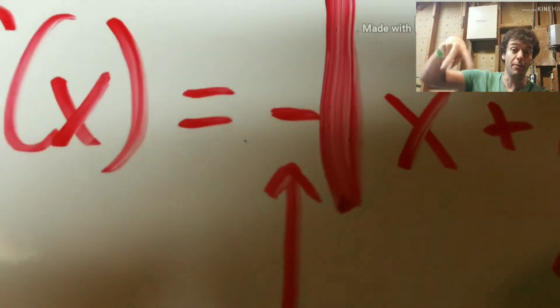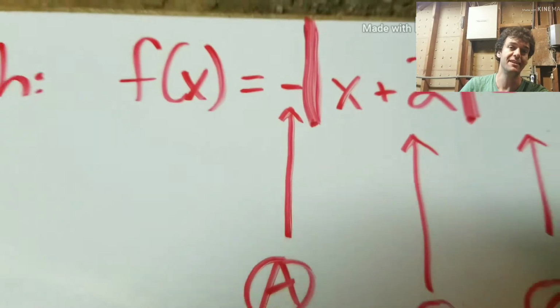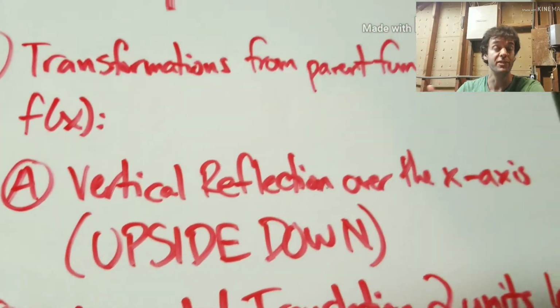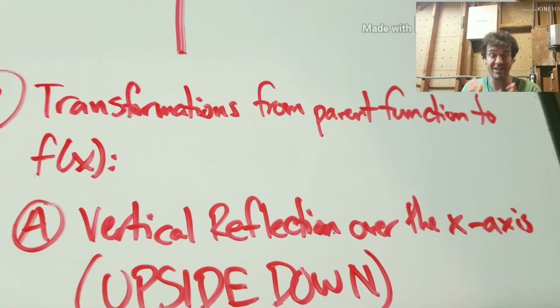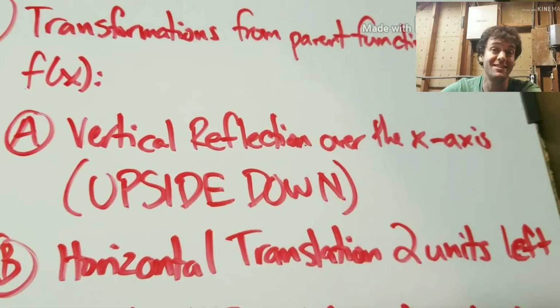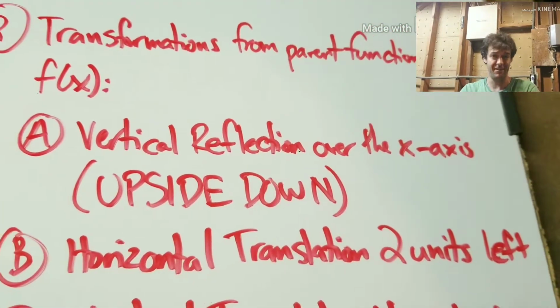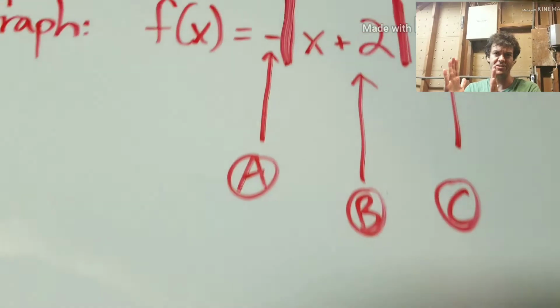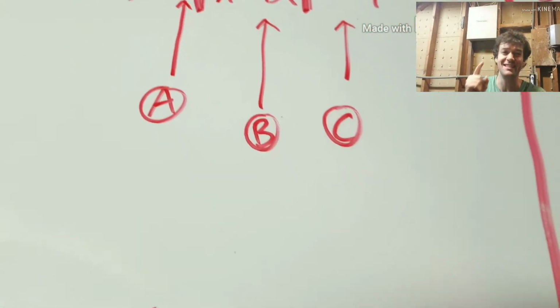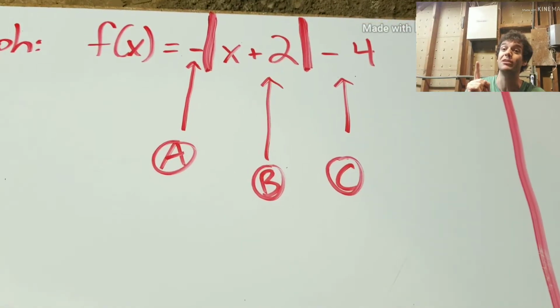So first thing, we see that negative. We know that that's an upside down flip, or as they like to say in the textbook, a vertical reflection over the x-axis. So next, we want to see, well, where the heck does this thing move? Because anything added or subtracted to the function is going to move it somewhere. So we start left to right. With the plus 2 on the inside, that means it's going to be the opposite of what we think. We think, oh, plus 2 means it's going to move right 2. No, it's going to move left 2, because anything on the inside of a function is the opposite of what we think, and it's horizontal, by the way.